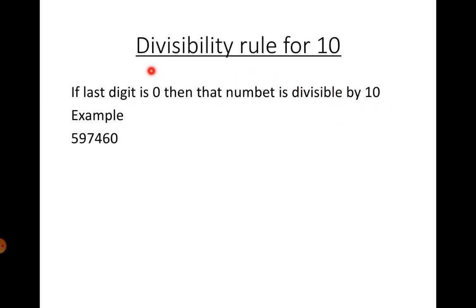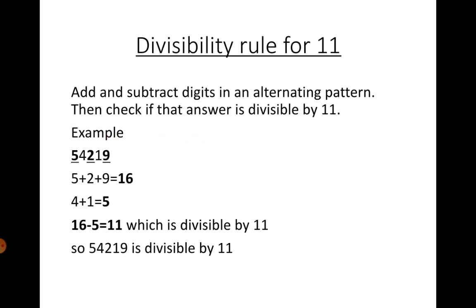Divisibility rule for 10. If the last digit is 0, then that number is divisible by 10. Example, 5,97,460. So this number is divisible by 10.